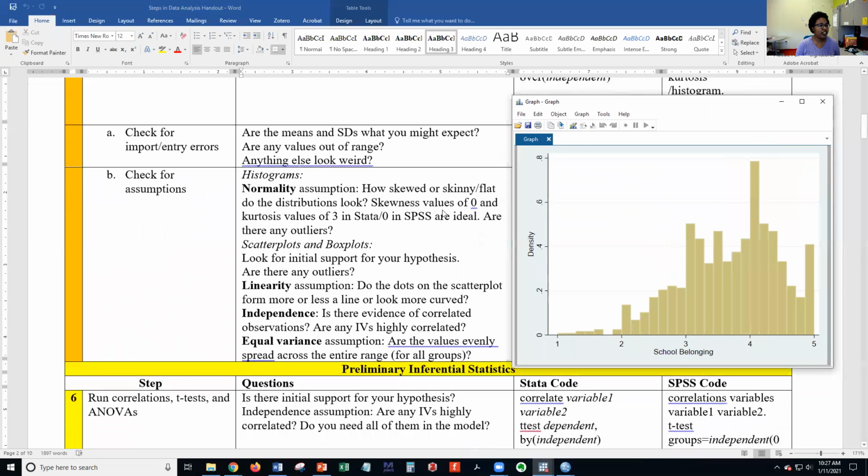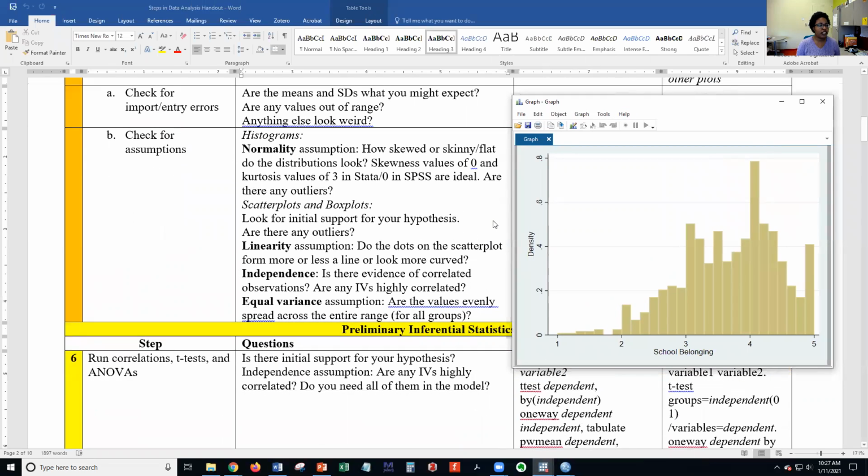All right, so how skewed or skinny or flat do the distributions look? We already saw that we had a little bit of an issue with kurtosis, so you can see that over here. Most kids are really feeling positive about their school belonging. That's actually a good thing. That's what we would want to see: kids feeling like they belong at school. So that is good.